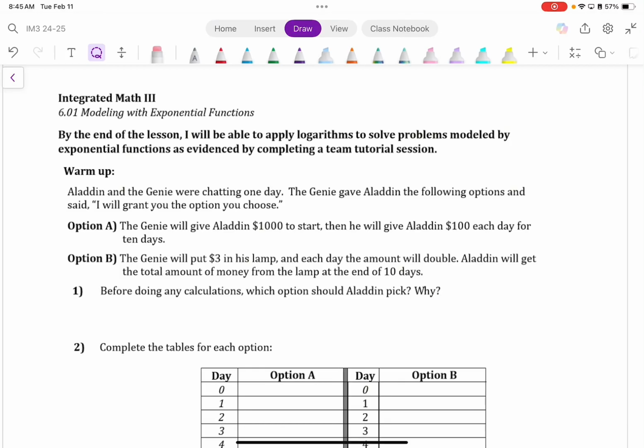So I see a lot of you guys doing calculations. Do not do any calculations yet. Just think about which option you would choose when presented with the following. Okay, just at a first impression, a first glance, what would you choose? So take a few seconds to think about that, and then we'll check in together.